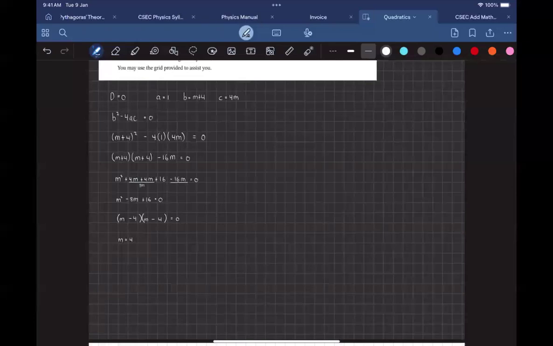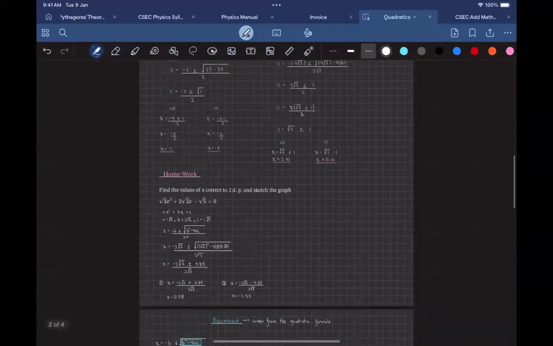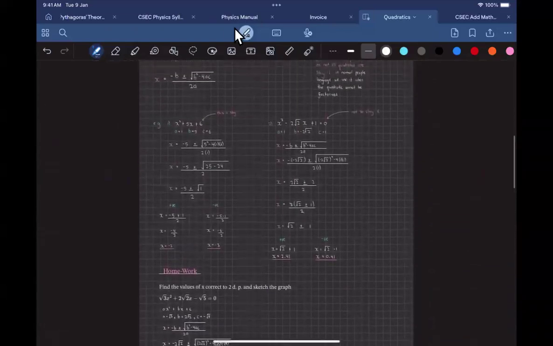Right, that's it for class today. I had to end class a little early because I have to go keep on dancing. But this is basically it for the discriminant. Next class, we are going to move on to completing the square. We're nearly finished with quadratics, nearly finished with it.